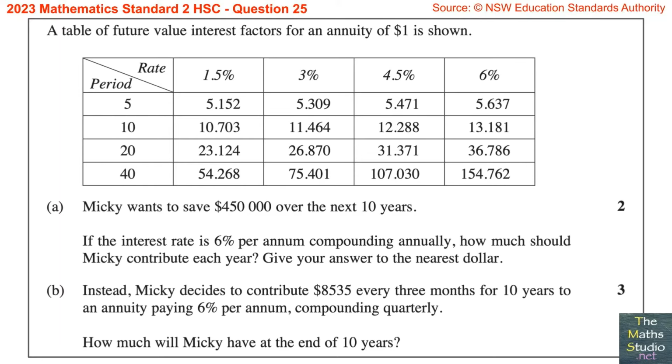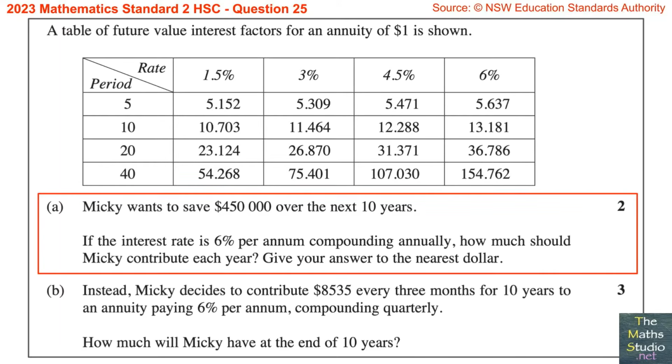Question 25. A table of future value interest factors for an annuity of $1 is shown. Part A. Mickey wants to save $450,000 over the next 10 years. If the interest rate is 6% per annum compounding annually, how much should Mickey contribute each year? Give your answer to the nearest dollar.